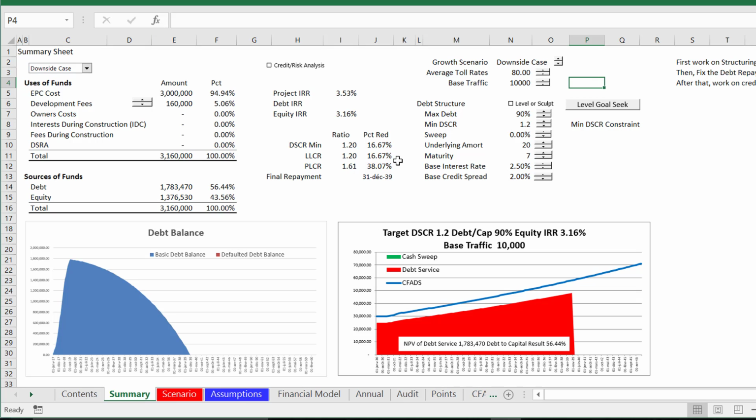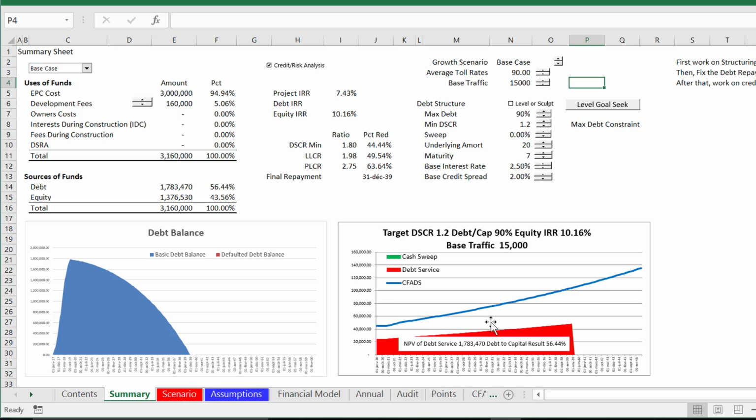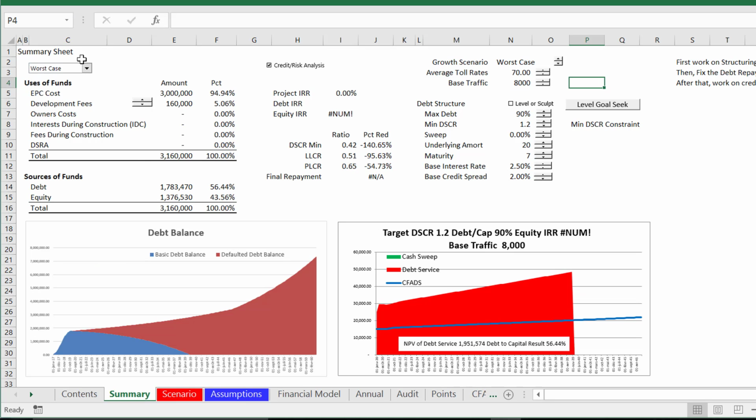Now, once we decided on the structure of the facility, I'm using the downside case here to size the debt. And then I'm going to create this. And this is an enormous pain that is the subject of the next video: how to copy and paste it. Sounds so easy, but it's not. And then if we go to the base case, then we have more space and everything's okay. But if we go to the worst case, that's way too bad.